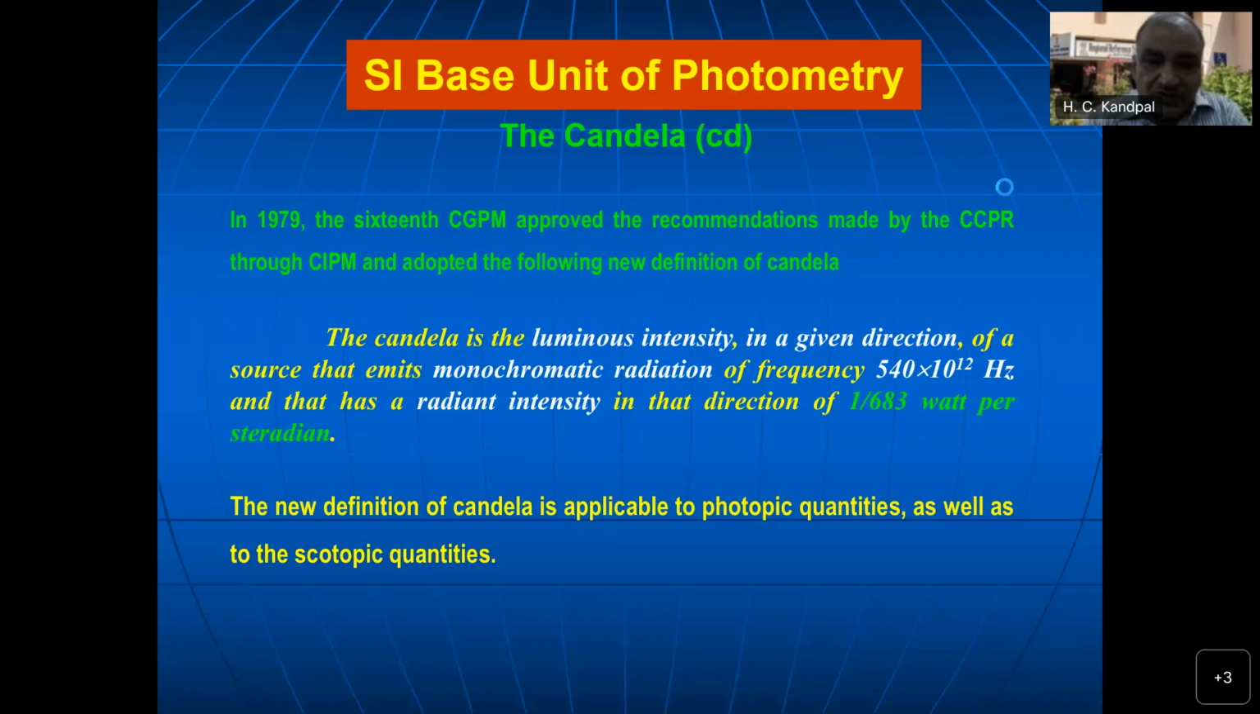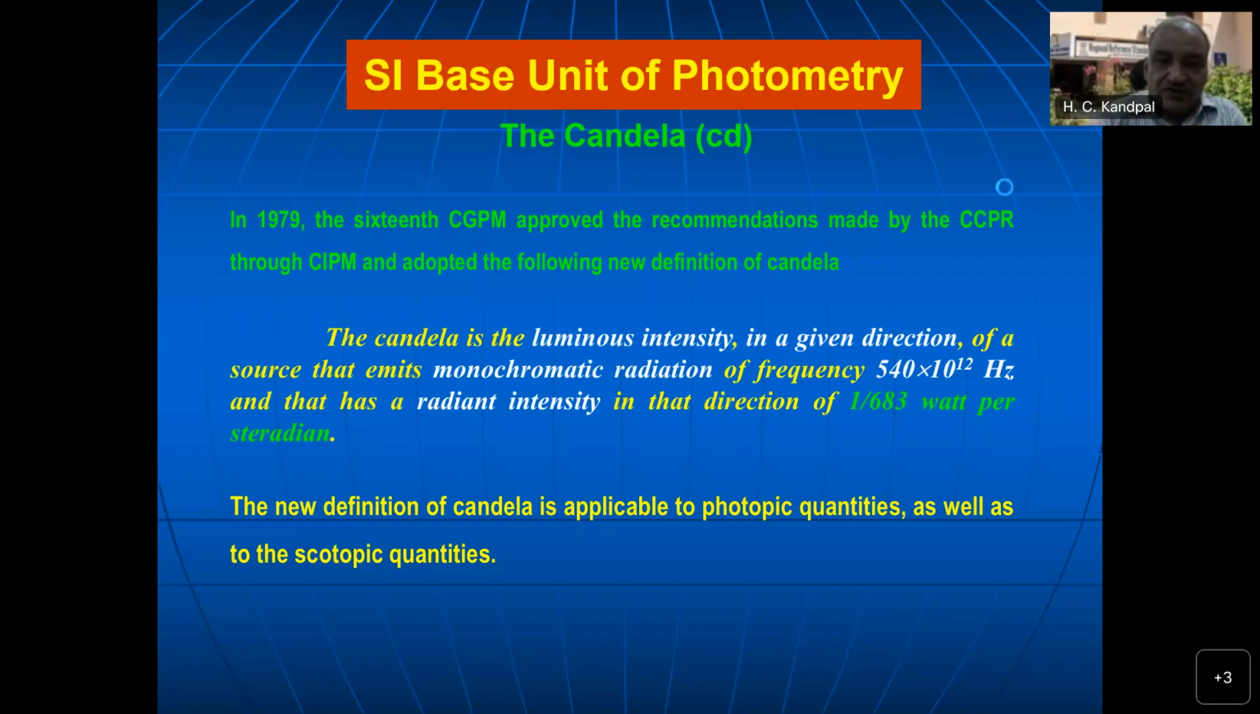and this corresponds to 555 nanometer. It is defined as: the candela is the luminous intensity in a given direction, which is very important, the given direction, that a source emits monochromatic radiation of frequency 540 into 10 to the power 12 hertz, equal to 555 nanometer, and it has a radiant intensity in that direction of 1 by 683 watt per steradian, 683 lumen per watt. It is a solid angle, you know.